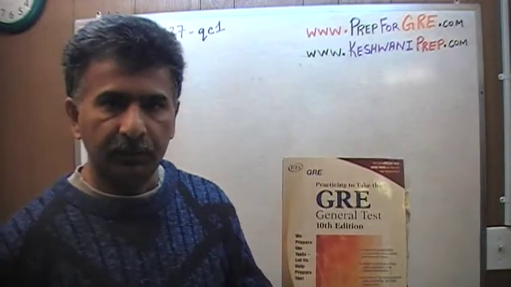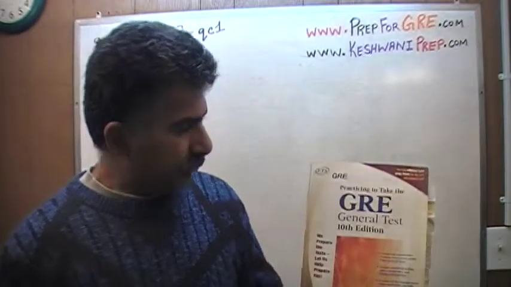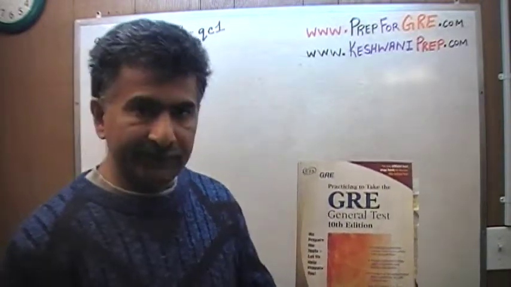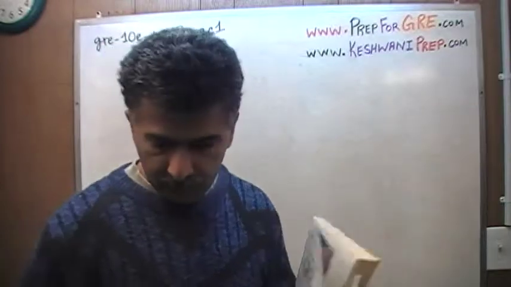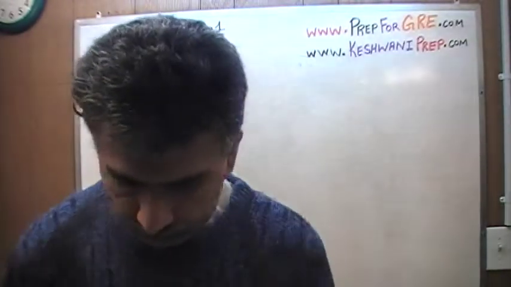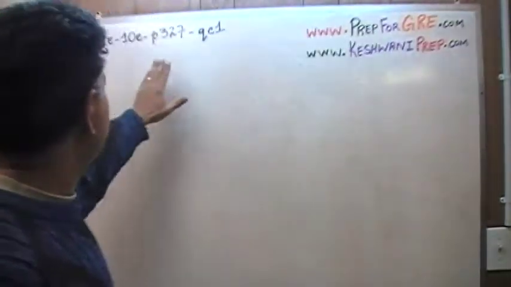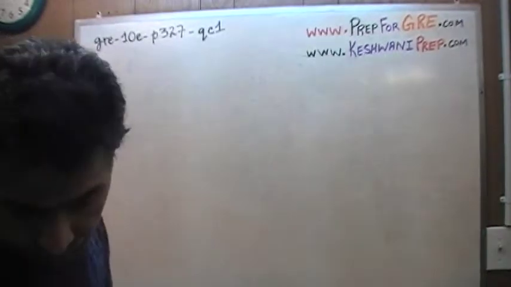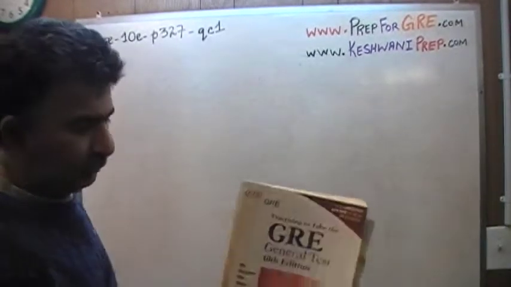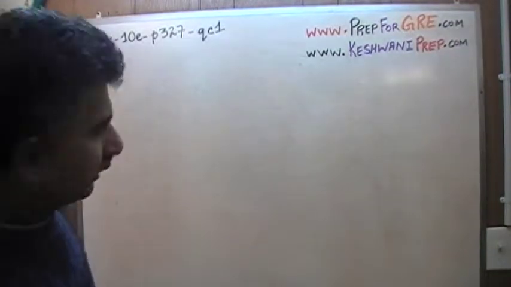I have been solving math problems out of this book here, practicing to take the GRE general test, the 10th edition. If you do not own this book already, purchase one immediately. You should be able to find it at ets.org or anywhere on the internet, as a matter of fact. The problem that I'm about to solve is on page number 327 of the 10th edition.